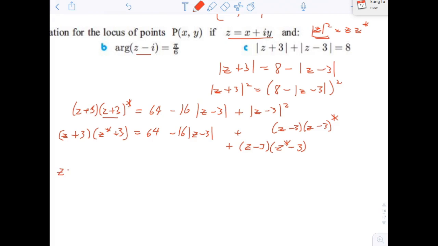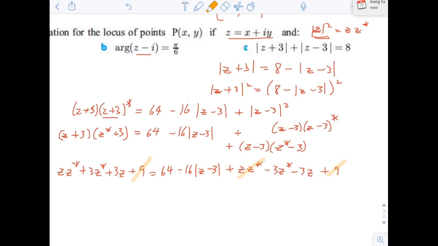So we'll have z z conjugate plus 3z conjugate plus 3z plus 9 equals 64 minus 16 times z minus 3 modulus, plus z z conjugate minus 3z conjugate minus 3z plus 9. Now you can start to see why we're going to get rid of some terms. Now we can cancel out some stuff. The 9's on both sides can cancel out. z z conjugate on both sides can cancel out.